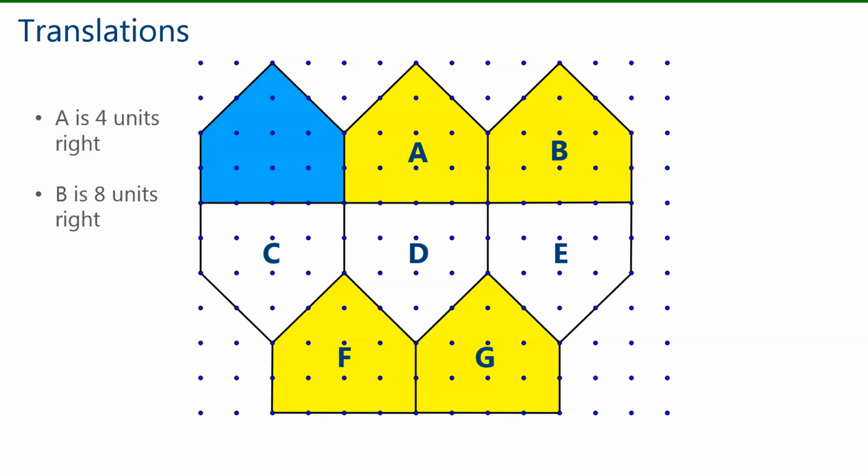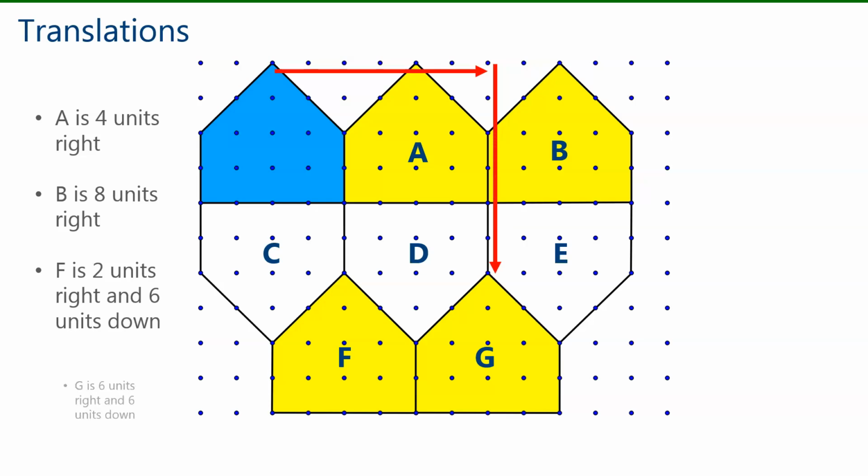If we take the blue shape and go 2 units to the right and 6 units down, we would get shape F. And finally, if we translate it 6 units to the right and 6 units down, we get shape G.